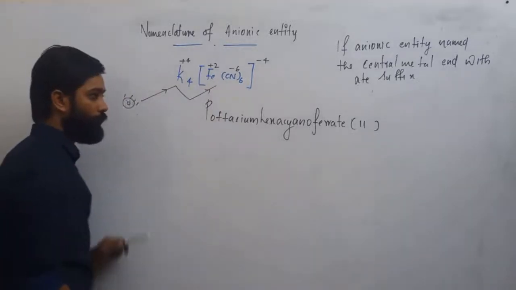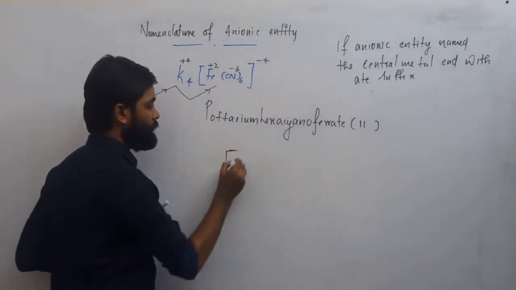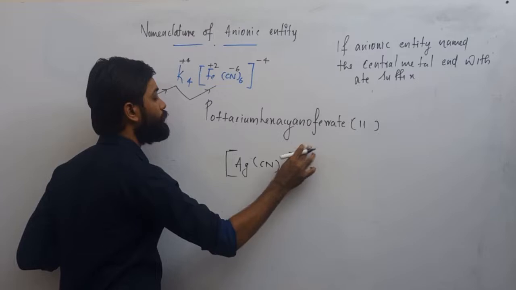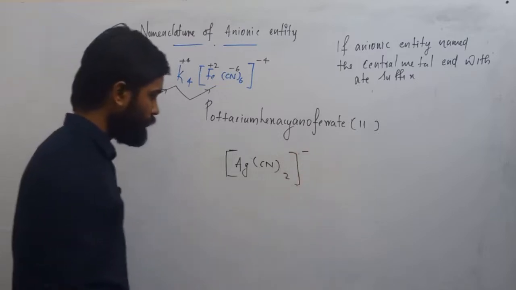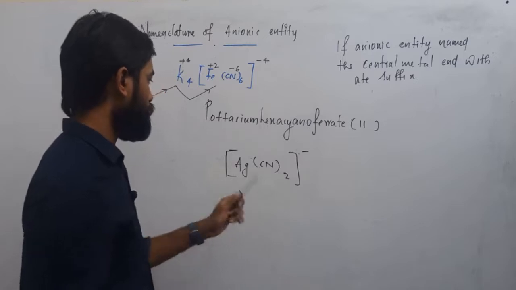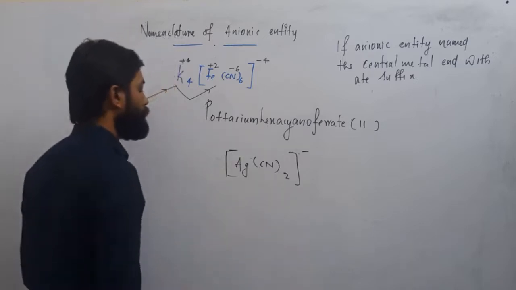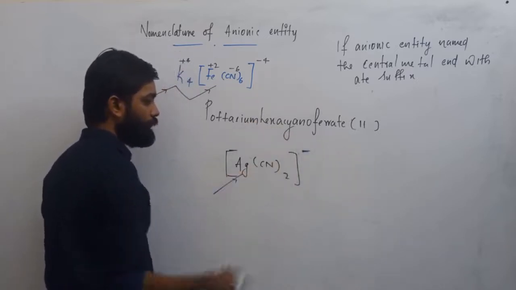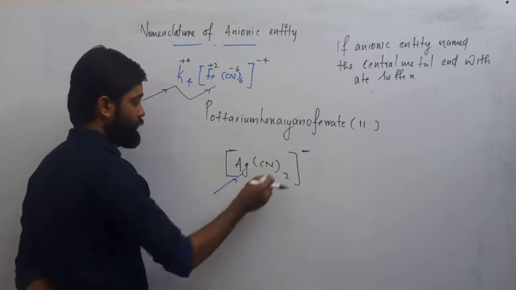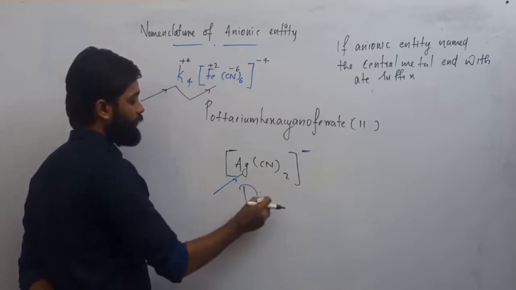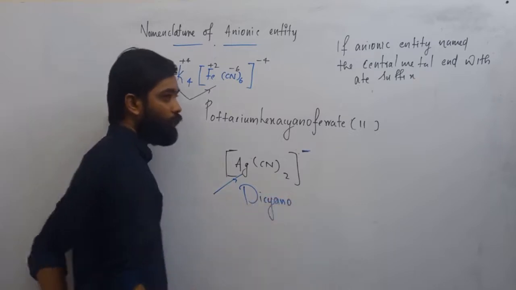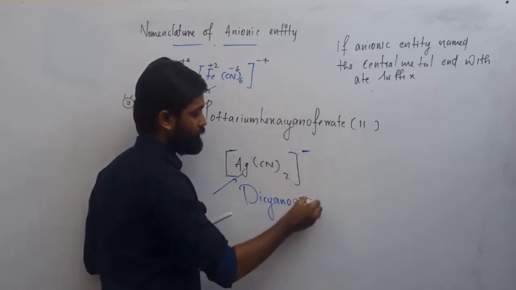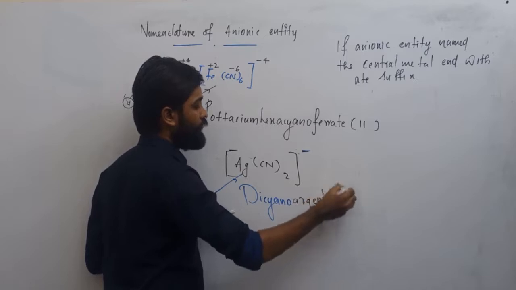For example, another example: if I have [Ag(CN)2]-. This is an anionic entity because the entity has a negative charge. So you simply enter the entity, and now you can name the ligands. The ligand is cyanide. How much cyanide? Di. So this is dicyano. The name of Ag here with the -ate suffix is argentate. Dicyano argentate.